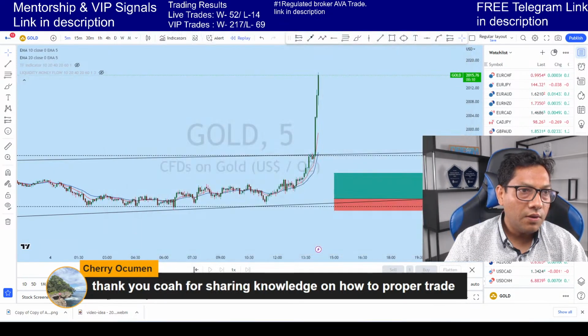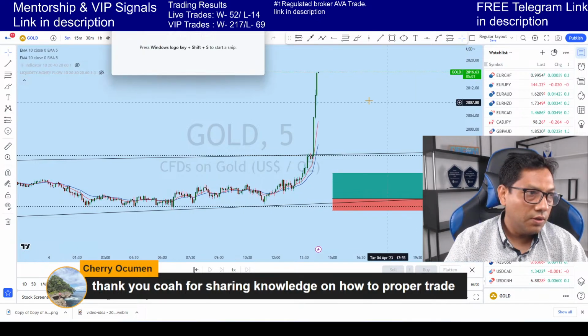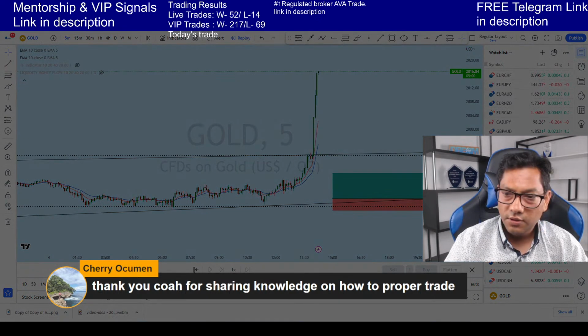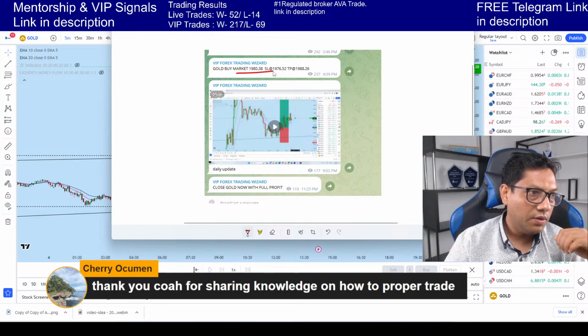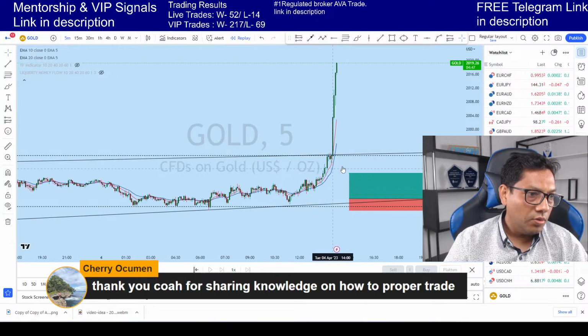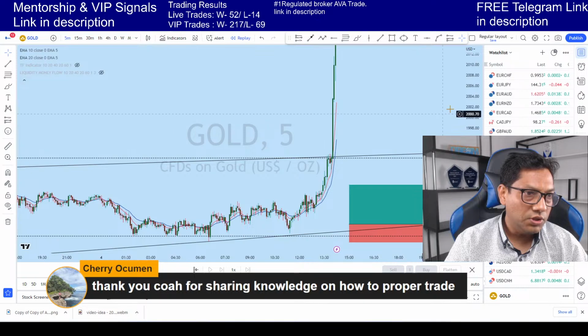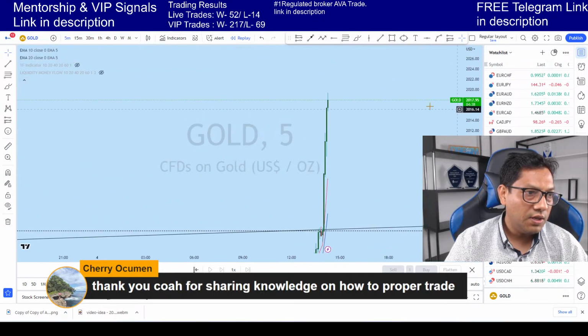Because I care about you guys, I know that you are here, so you need it. And the trade was shared also in the VIP. This one was 2 times TP. We closed it here along the zone on 88. Now we see what it is doing. It's progressing to the upside.